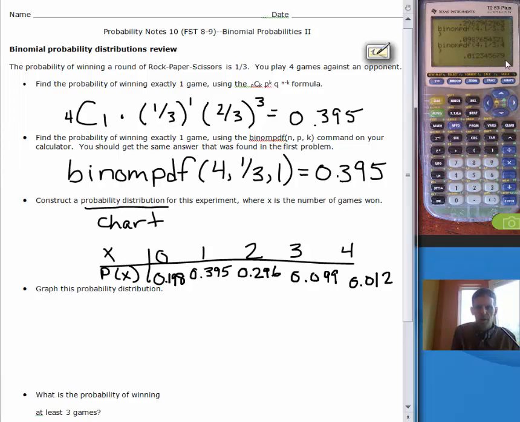You get 0, 1, 2, 3, 4. So this is your probability distribution. You should understand what a graph would look like. We're going to do a little histogram of this information, so make a nice histogram of this. We'll come back and we'll wrap up with the last few probability questions when you're done.